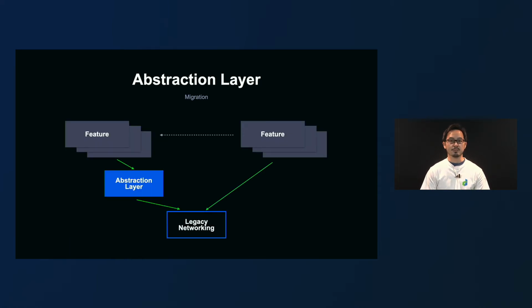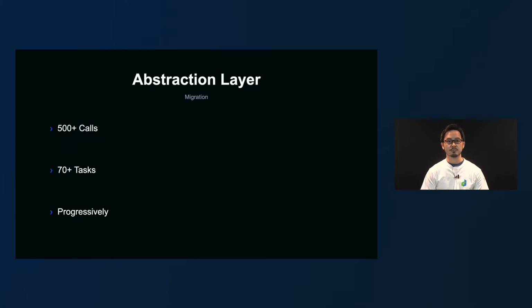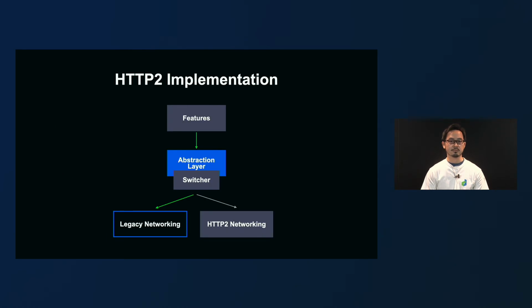So we gradually migrated all features from calling the legacy networking directly to calling the abstraction layer instead. We migrated over 500 networking calls, divided into more than 70 tasks. And we can do this progressively and concurrently, and we have enough time to make sure our features are not affected during the migration.